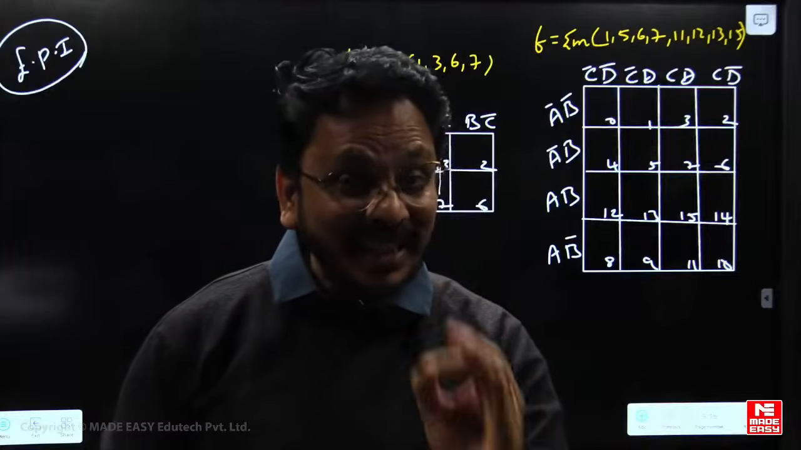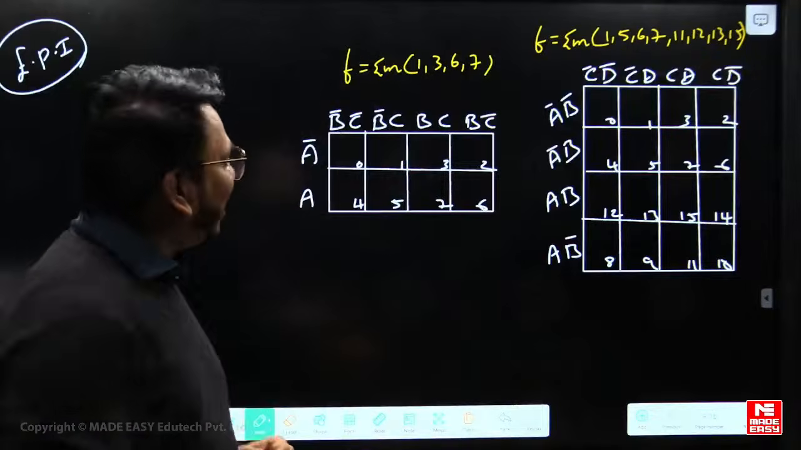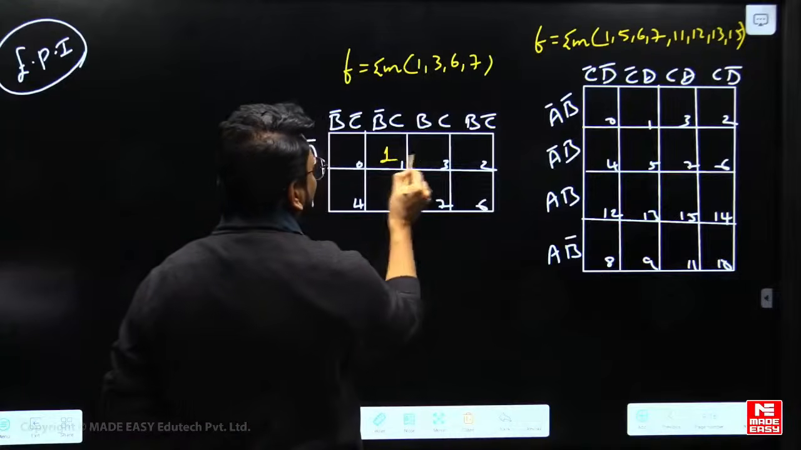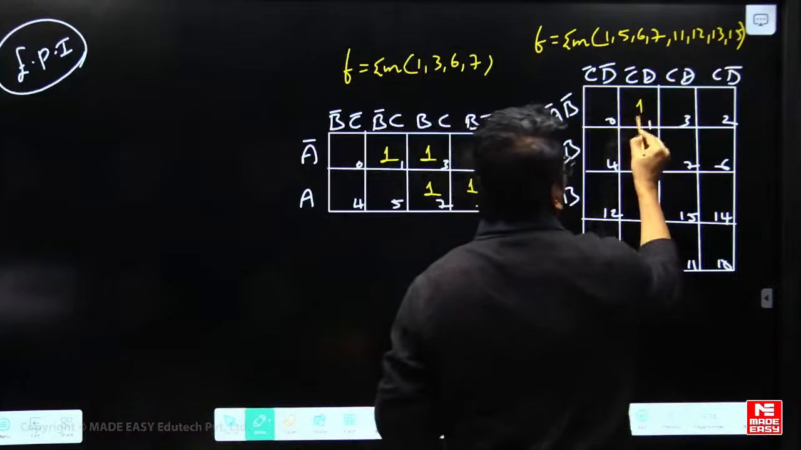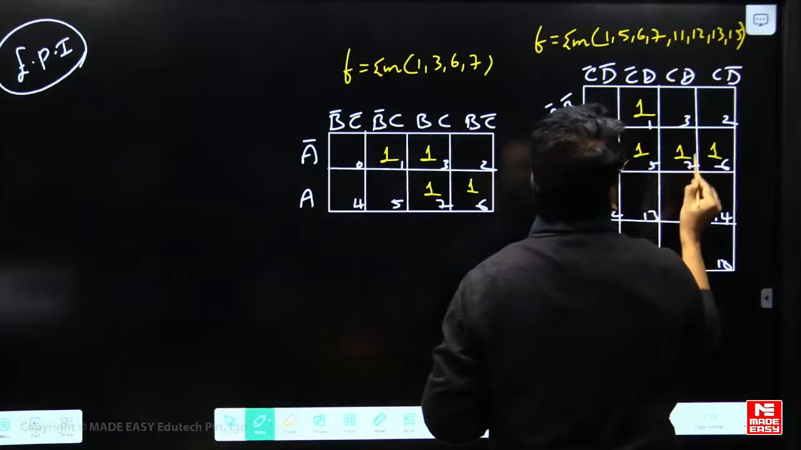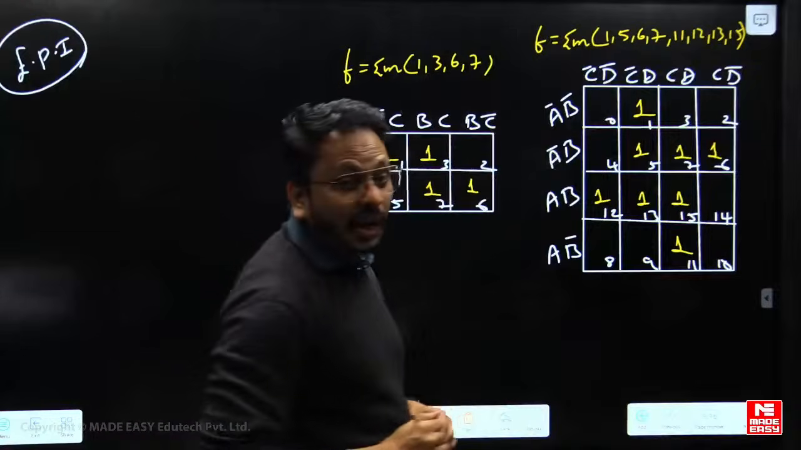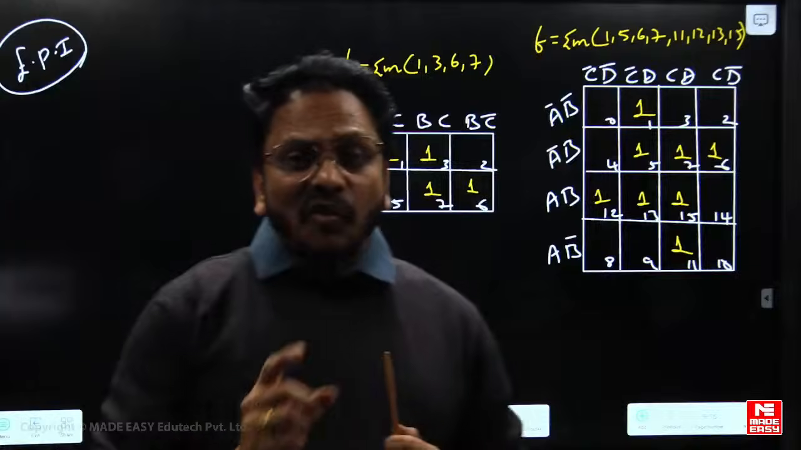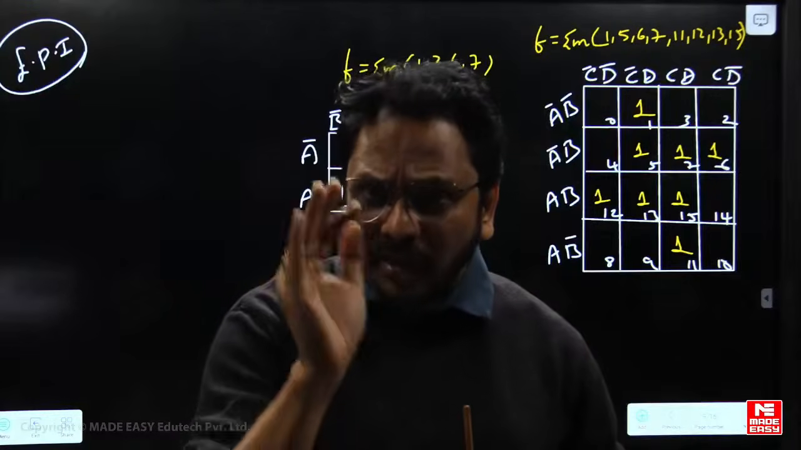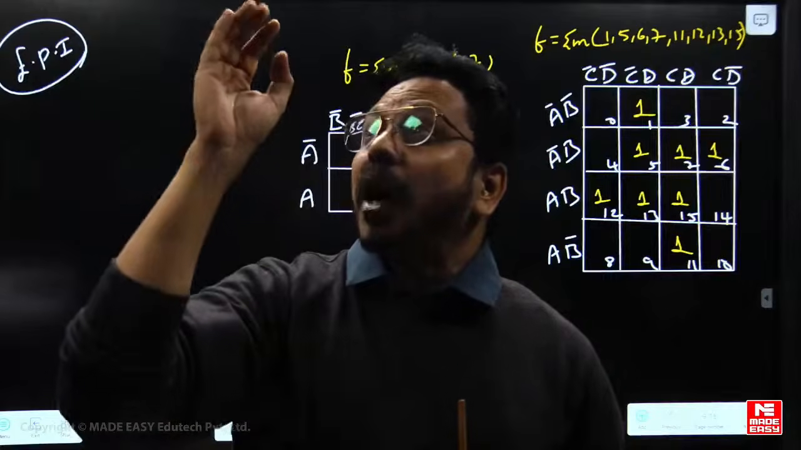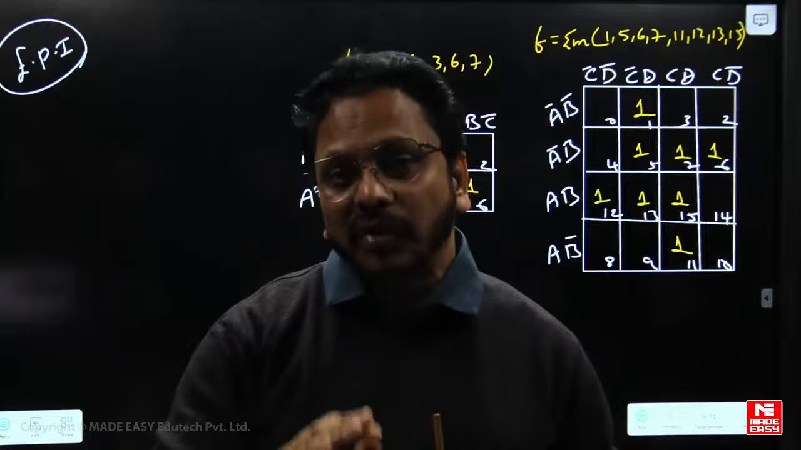It is so easy if you know the root point of that topic. Let me consider here 1 3 6 7 we identified here, like that here 1 5 6 7 11 12 13 15, right? Now remember, my dear students, while you are solving the K map, the solving of K map should always be from higher order to the lower order. This is the way you should follow.